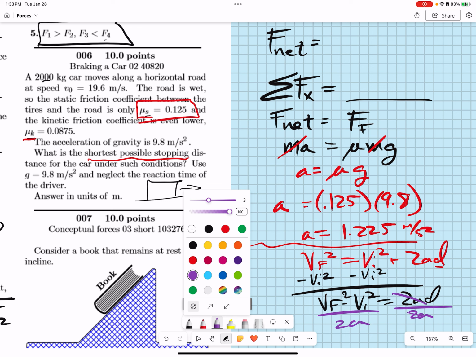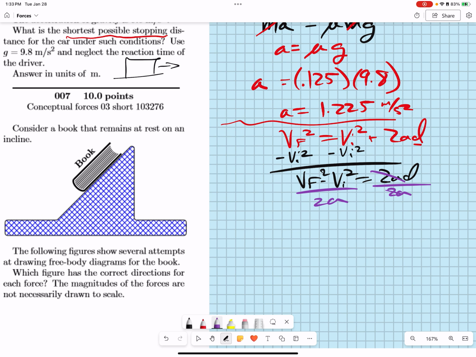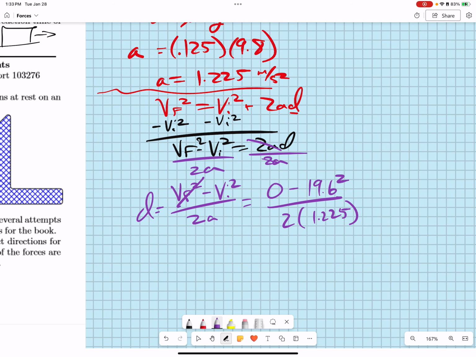All right, I'm going to move this up a little bit. So what do I have? I have VF squared minus VI squared divided by 2A is going to be equal to my displacement. So I have the final velocity is 0. Okay? So my initial velocity was 19.6. So I have 0 minus 19.6. Don't forget to square it. Divided by 2, divided by 1.225. Make sure both numbers here, the 2 and the 1.225, should be together.